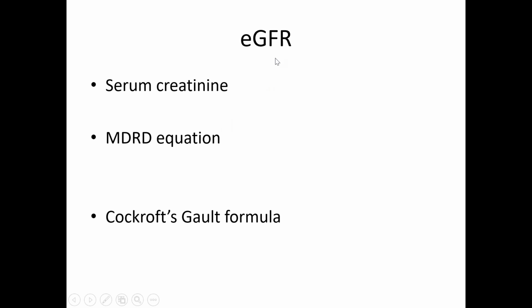For the measurement of the glomerular filtration rate, we take the help of certain equations. We call this the estimated GFR. There are various equations available, and for the patient with chronic kidney disease, we use the MDRD equation.